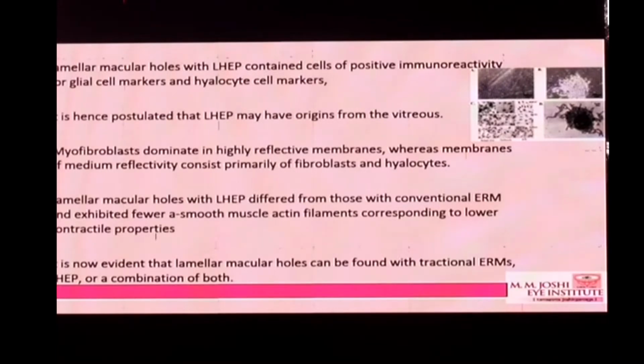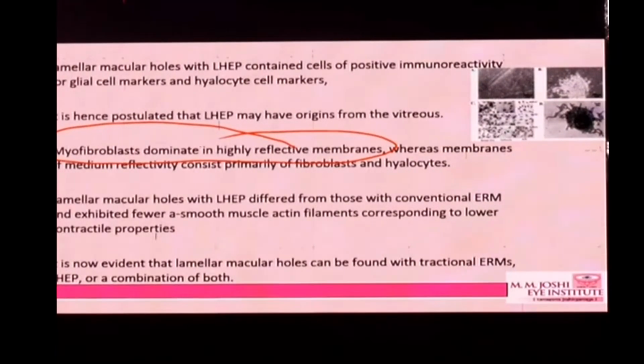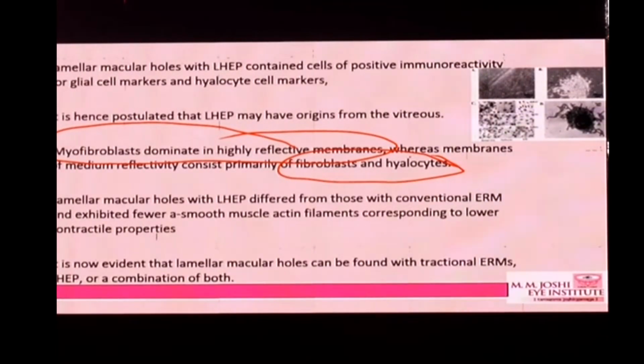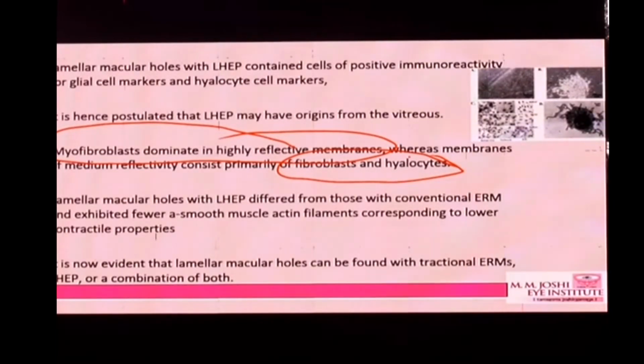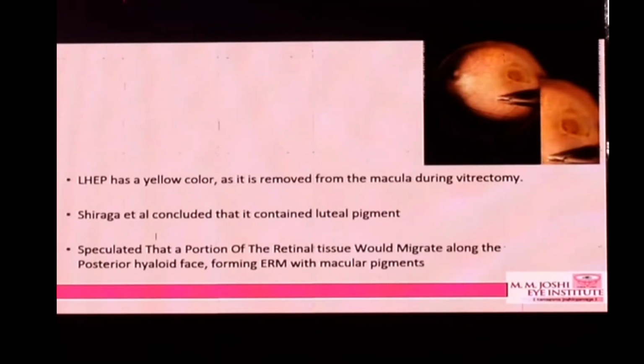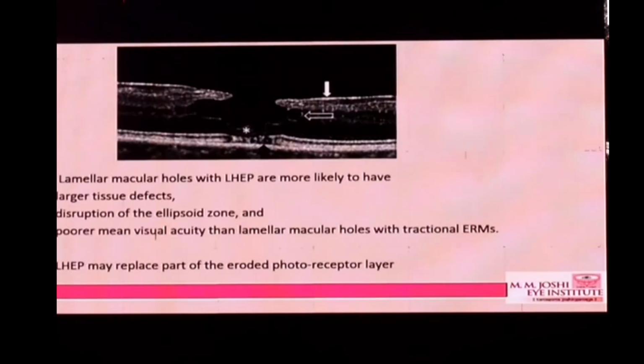As we all know, myofibroblasts dominate mainly in the highly refractive membranes, that is the epiretinal membranes, whereas the medium reflectivity consists mainly of fibroblasts and hyalocytes, that is the epiretinal proliferation. Sun et al. showed that the LHEP has a yellow color when it is removed from the macula during vitrectomy. Shiraga et al. concluded that it contained a luteal pigment, and speculated that a portion of the retinal tissue would migrate along the posterior hyaloid face, forming the ERM with macular pigments.